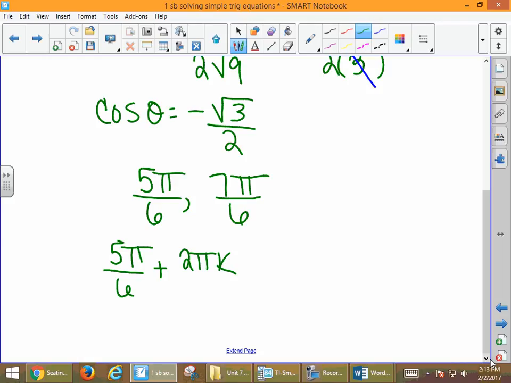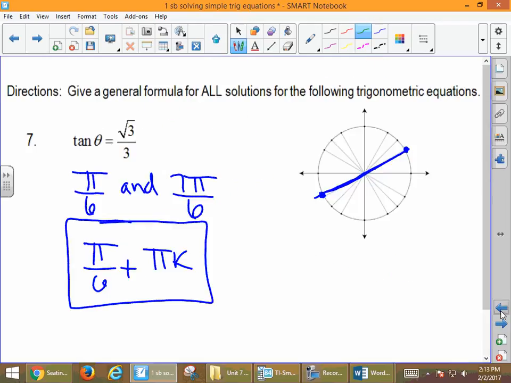And then 7 pi over 6, and 2 pi k. Just to distinguish one last time. Do they form a diameter or do they not form a diameter? This one doesn't form a diameter, so we have to add the 2 pi k to each angle. If it does form a diameter, then we take the smaller of the angles to get the pi k.